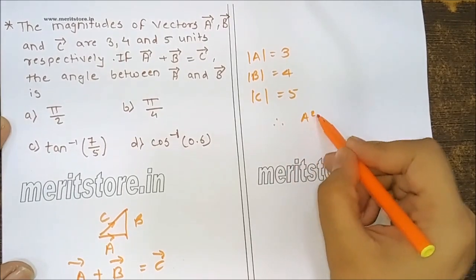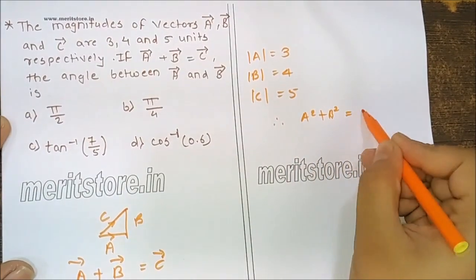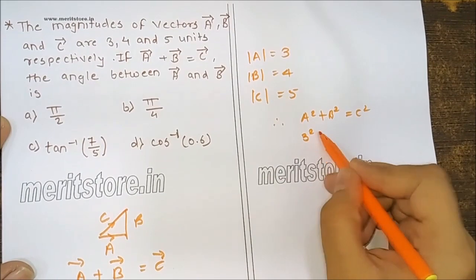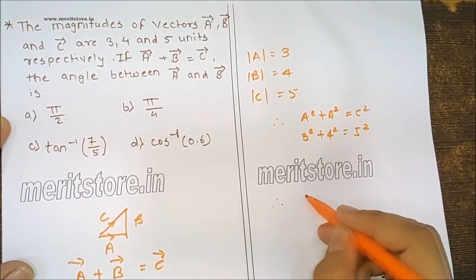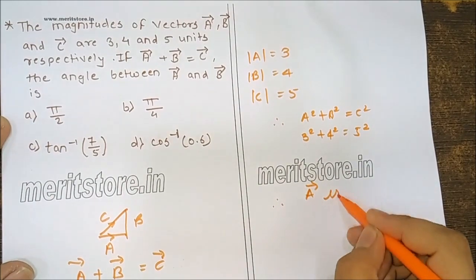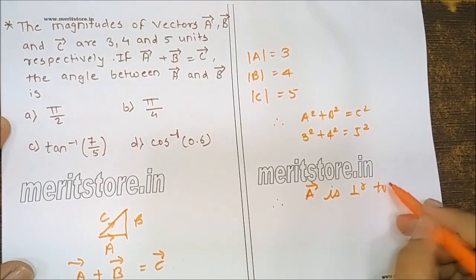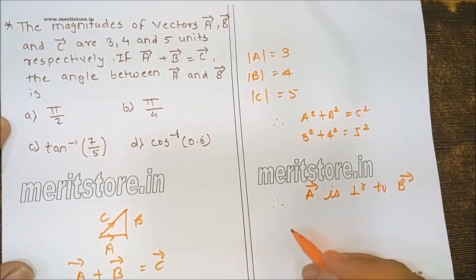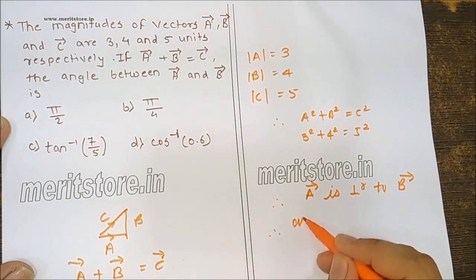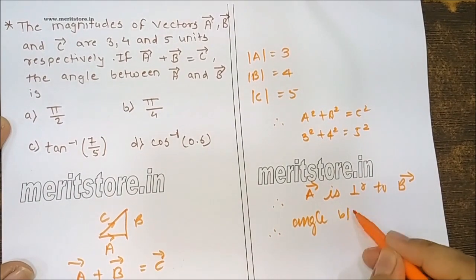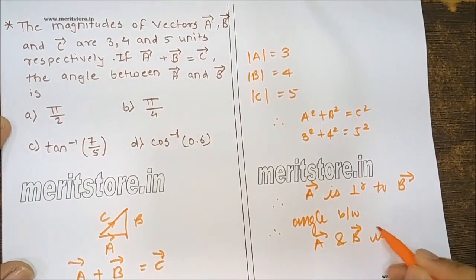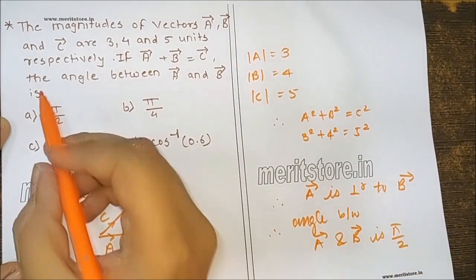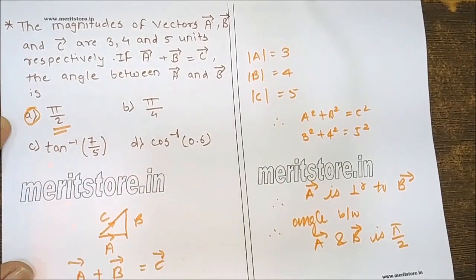Therefore, a square plus b square is equal to c square, which is 3 square plus 4 square is equal to 5 square. Therefore, we can say that a bar is perpendicular to b bar. Therefore, the angle between a bar and b bar is pi by 2. So option A, pi by 2, is the correct answer.